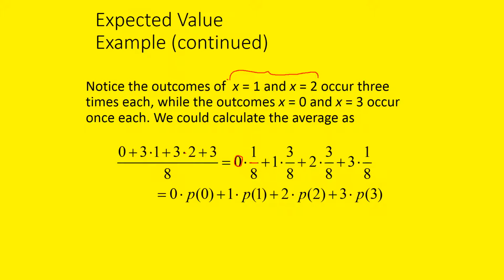The outcome 2 heads, we could multiply that by 3/8, and the 3 heads outcome multiplied by its corresponding probability, 1/8. And so what we have here is x1 p of x1, plus the next event times its corresponding probability, the next event. There are only 4 possible events here for this experiment.